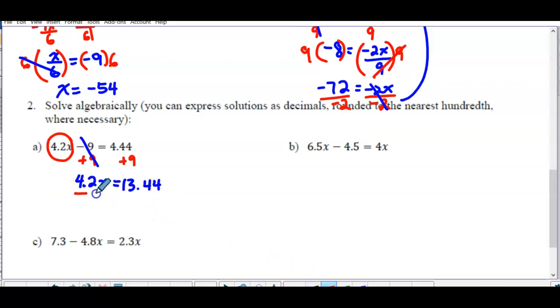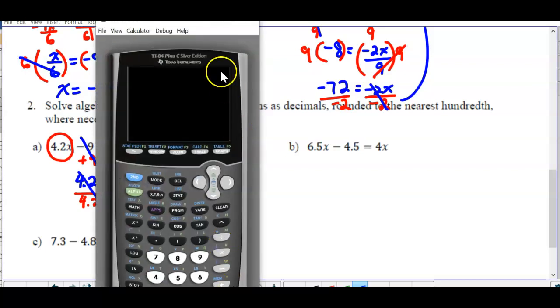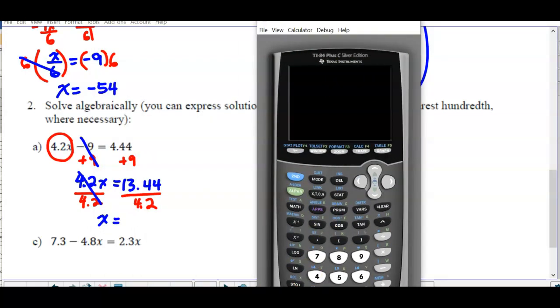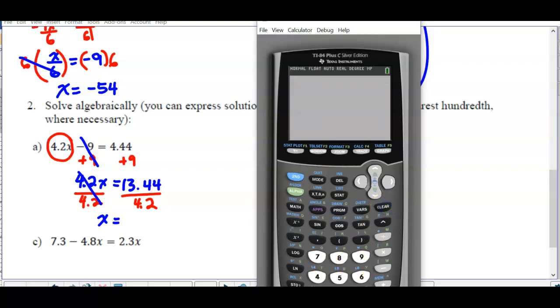Then divide both sides by the coefficient of x. Okay, those divide out, and then get out your calculator, and you divide 13.44 divided by 4.2, and you get 3.2. Okay.